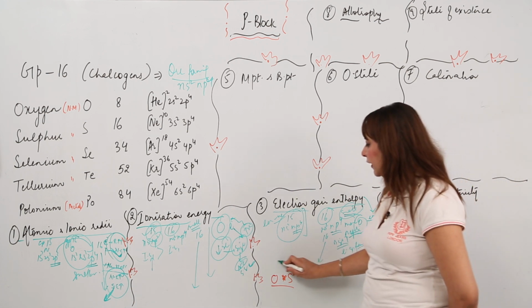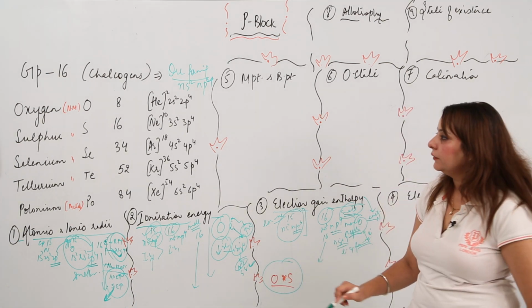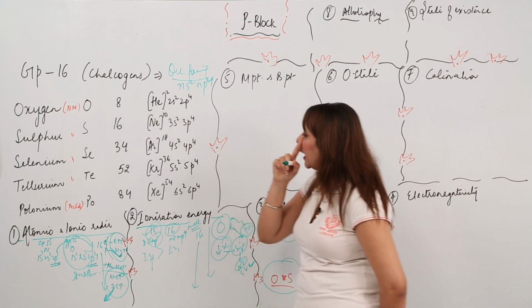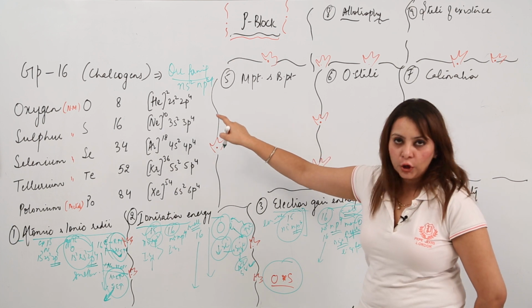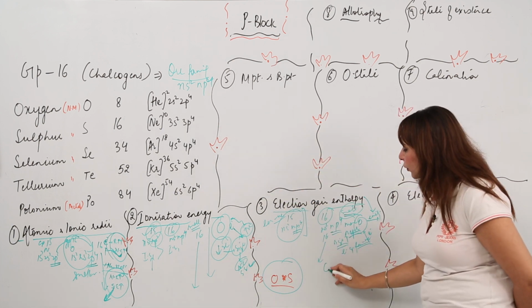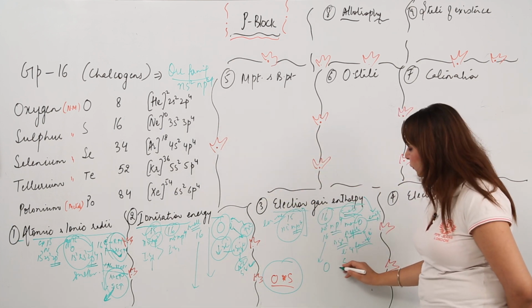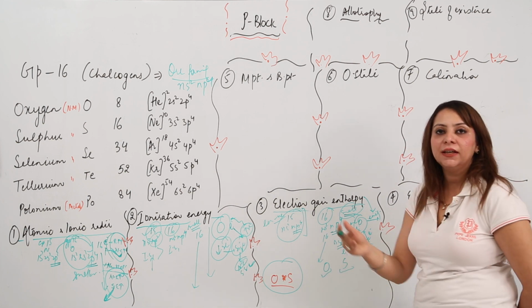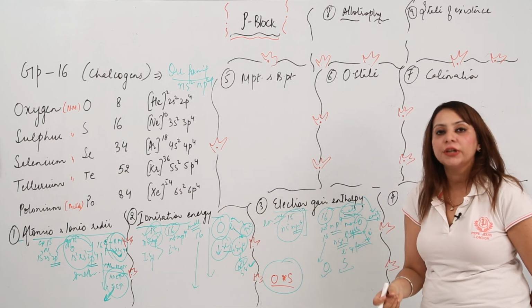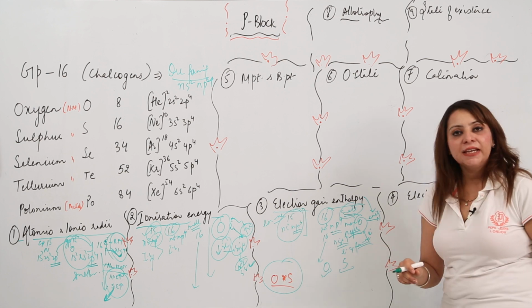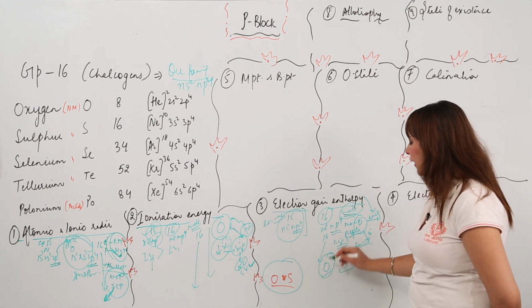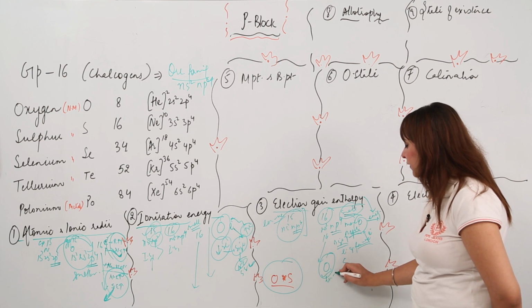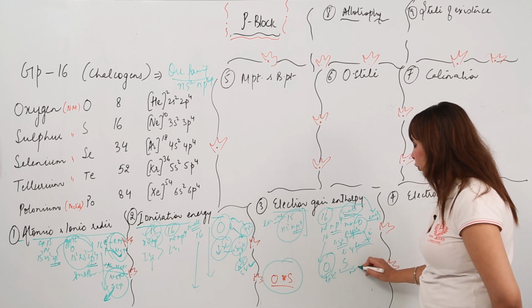But if we compare the electron gain enthalpy of oxygen and sulphur, these two members, as we have seen, oxygen is the smallest of all in this group. We know that the smaller the element, the more the attraction for the upcoming electron due to increased nuclear charge. But here we see an exception: in the case of oxygen, the electron gain enthalpy is comparatively less negative as compared to sulphur, which is more negative.